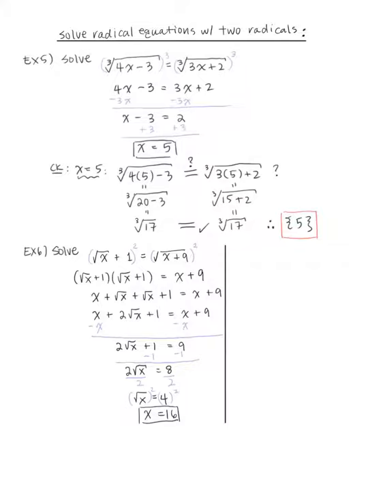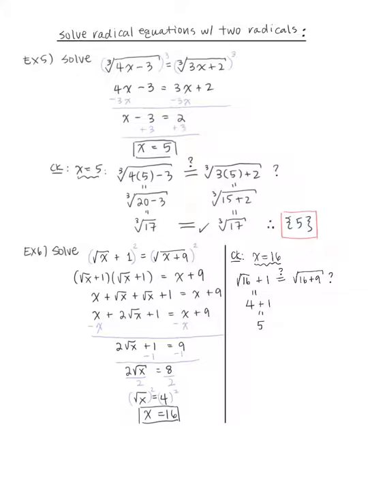Since I'm running out of room, I'm going to check on this side. So check x equals 16. Is it going to satisfy our equation or not? Okay, so let's go. So the square root of 16 plus 1, is it going to equal the square root of 16 plus 9? All right, so let's compute the left-hand side of it. So we got square root of 16, which is 4, and then plus 1 equals 5.